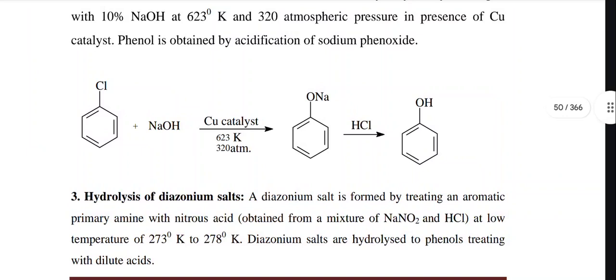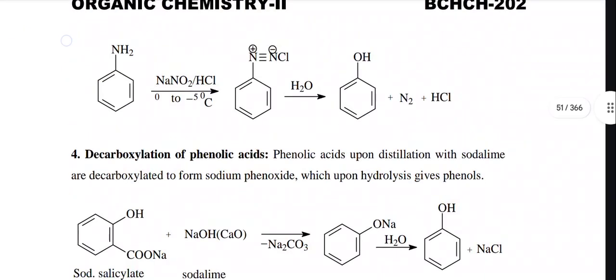Hydrolysis of diazonium salts. A diazonium salt is formed by treating an aromatic primary amine with nitrous acid at low temperature, between 273 Kelvin and 278 Kelvin. Diazonium salts are hydrolyzed to phenol by reacting with dilute acid.